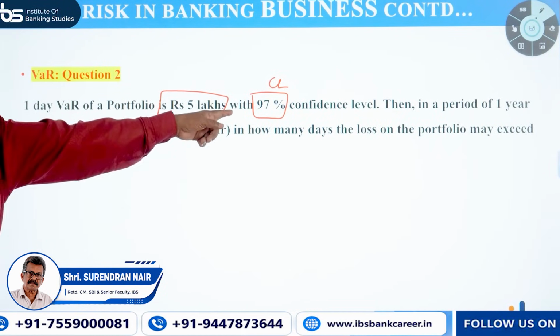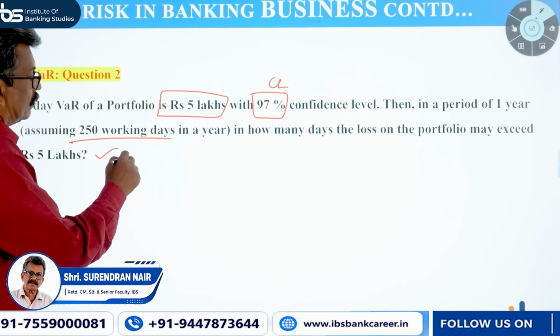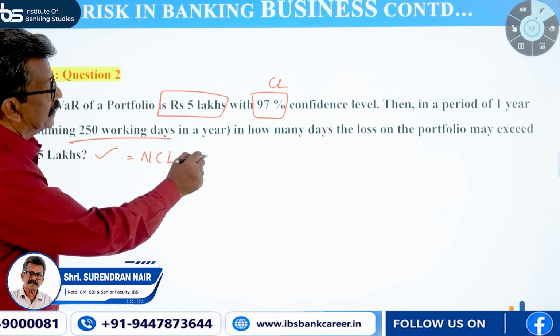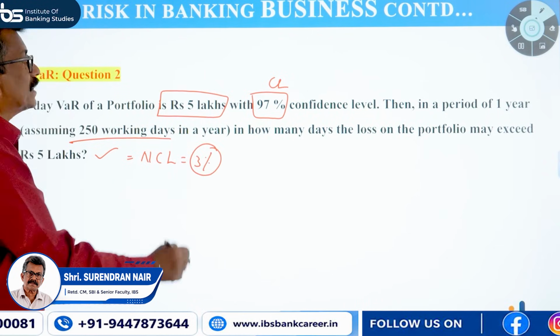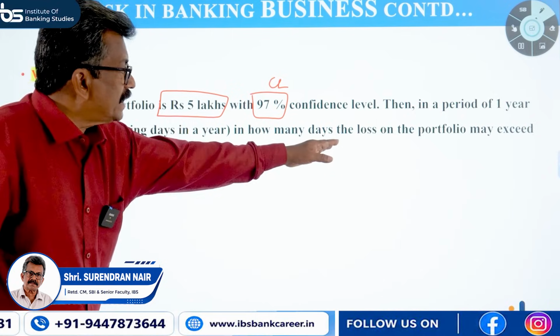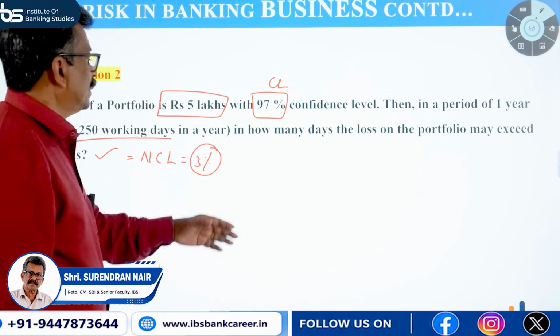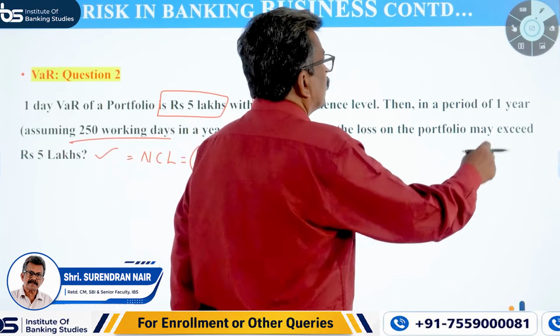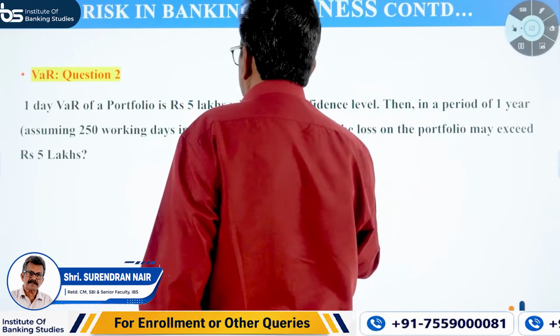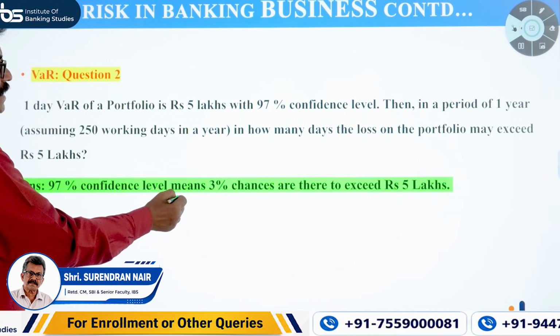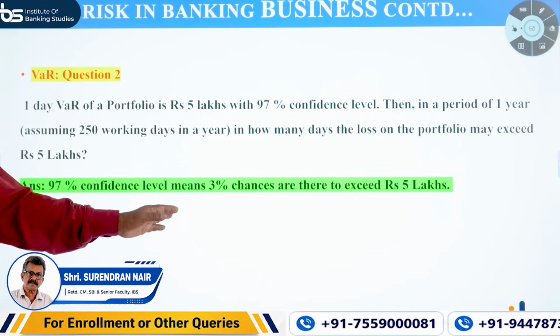Here the 97% is the confidence level, so the non-confidence level will be 3%. What is the question asking for? In how many days may the loss on the portfolio exceed 5 lakhs? It's very simple. Earlier it was 5%, now it is 3%. So the answer will be: 97% confidence level means there is a 3% chance of exceeding 5 lakhs.